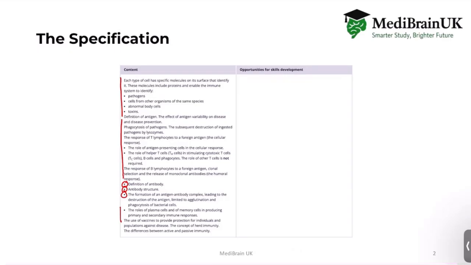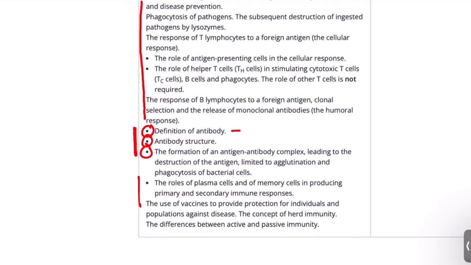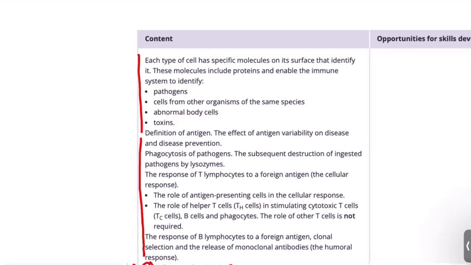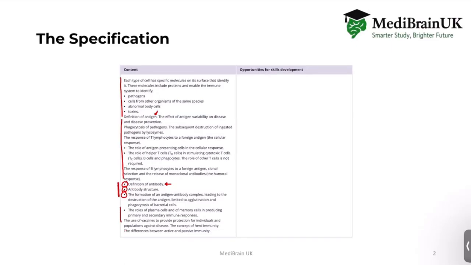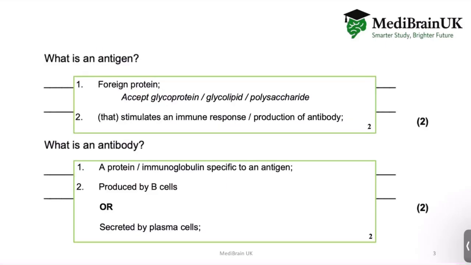But today we're going to be looking at antibodies and antigens, these 3 bullet points, and we're going to be focusing on exam questions. Over here, the definition for an antibody, and over here, the definition for an antigen. We're going to be looking at that in the format of an exam question. I've not given you a definition. I've literally got 2 exam questions that have been asked previously on past papers, and I've put the mark scheme answer. The question was, what is an antigen for 2 marks? And then the next part was, what is an antibody for 2 marks?